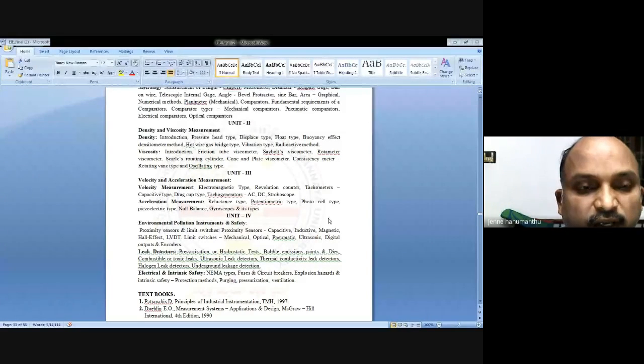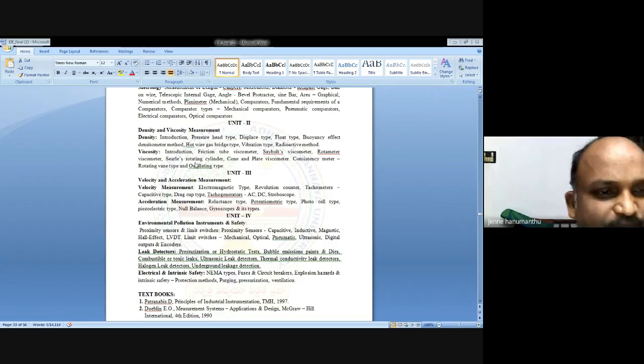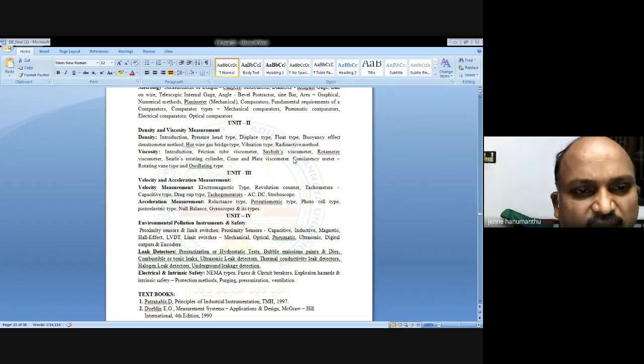Last class we discussed density measurement, right? In that we covered different density definitions and Bion's effect, density meter. What remains are the pressure head type and displacer type.